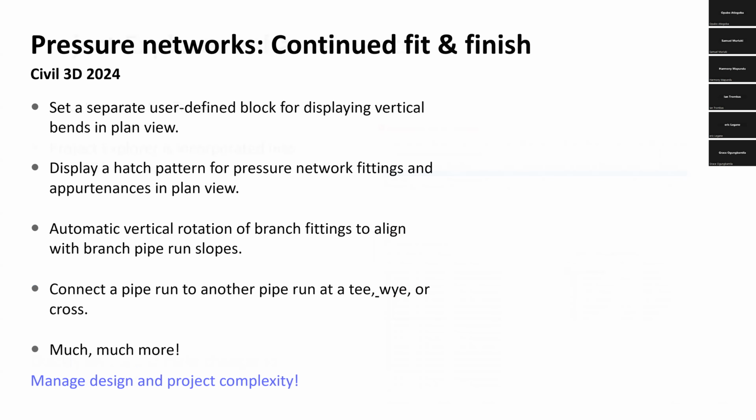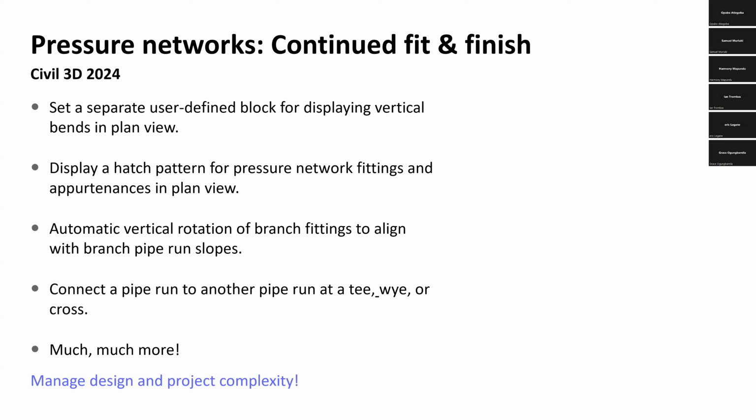Then pressure networks. So in terms of the updates here, being able to separate user-defined block for display and at the vertical bends, and also being able to display hatch patterns for pressure networks, but at the same time also being able to automate the vertical rotation of branch fittings to align with the branch slopes. I know most of our customers don't usually use Civil 3D for these purposes, but again, I can see there's continuous improvement. Though right now, I'd rather recommend for someone to use maybe InfoWorks than using Civil 3D for this. But what's important is that there's still improvement coming in every year on the same.